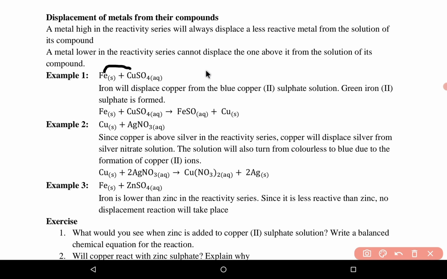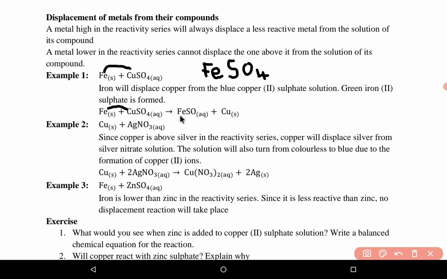So you're going to have copper, and you're going to have iron 2 sulfate forming. That's the displacement. Since iron is more reactive than copper, it displaces it. So in the reaction, iron plus copper 2 sulfate, this iron comes here and the copper is displaced. So you see it forms the iron 2 sulfate.